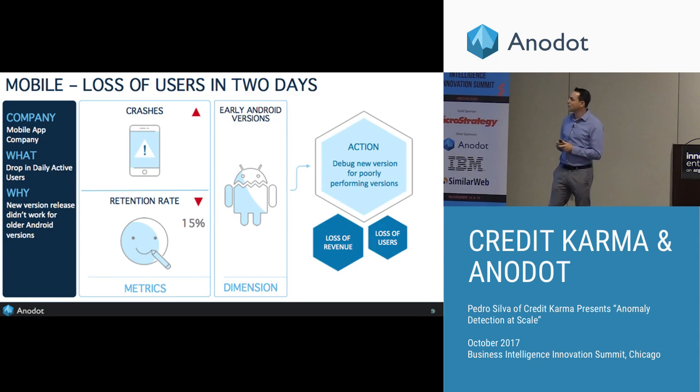Another example, a company that has mobile apps and they had a problem with a release that they released, and there was a problem in all their Android versions. There was a peak in the crash rate, a drop in the retention rate, and they found it after 2 days and got some brand damage and also loss of revenue.